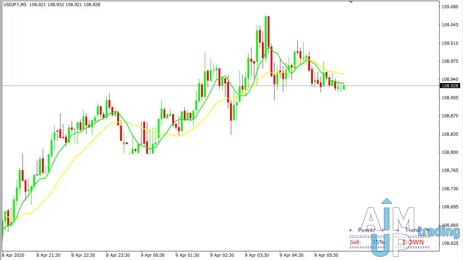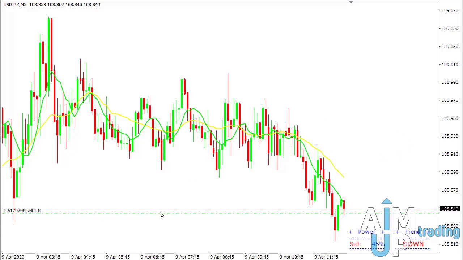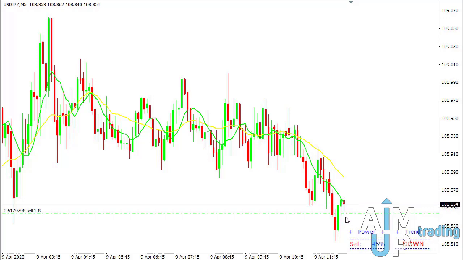I'm going to forward the video, and we actually open a trade here, you see, with 1.8 lots. Why do we open the trade here? As we already talked about, we are following the trend. We first determine the trend on a 1 hour chart, then we go down to a 5-minute chart, and we open a trade here, and now I'll explain why.